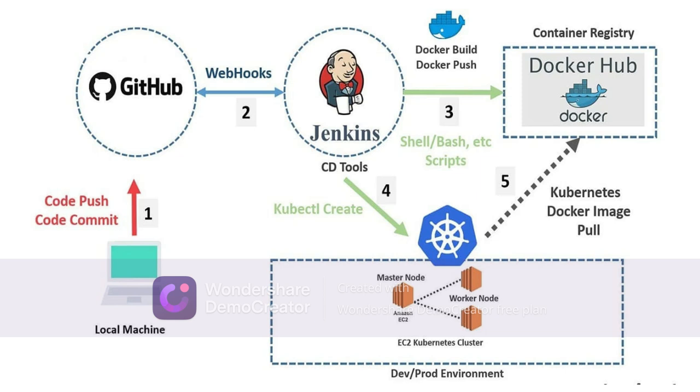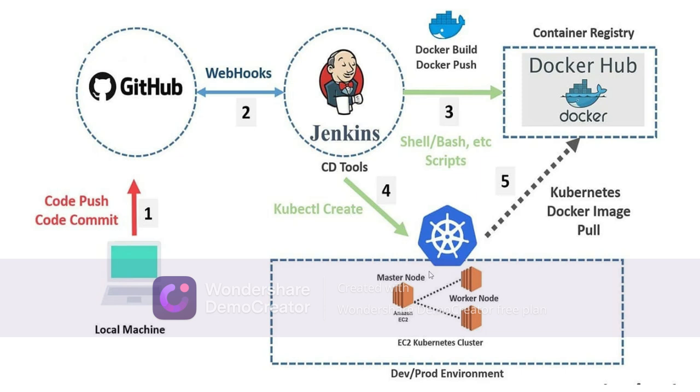Whenever all the test cases are passed, only then will it deploy into the production environment. That is called continuous deployment. Till now, from local machine to GitHub to Jenkins, this flow is called continuous integration. Once all the test cases are passed, it will deploy the code into the production environment. That is called CD tools.